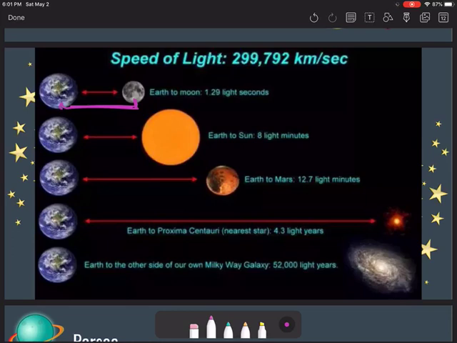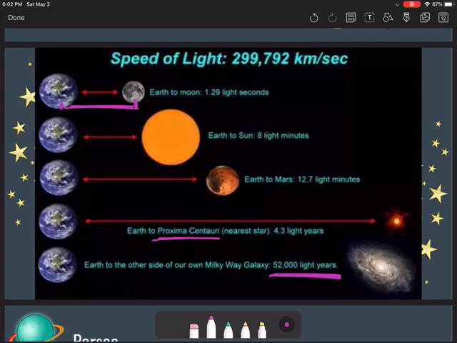For the nearest star other than the sun, which is called Proxima, it actually takes 4.3 light years from Earth. That's the distance that it travels between our Earth and that star. And then Earth is part of the Milky Way galaxy, which is absolutely huge. And the distance from Earth to the other side of that galaxy is 52,000 light years, which is, again, insane. So those are the distances which we can see between the Earth and some of the other celestial bodies in our universe.